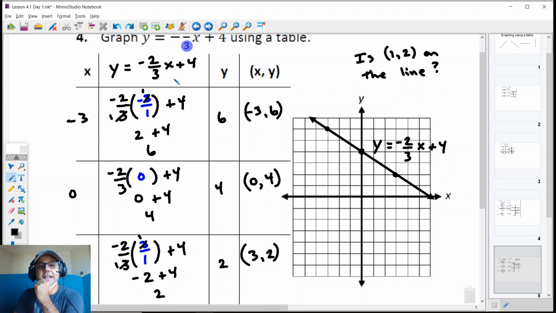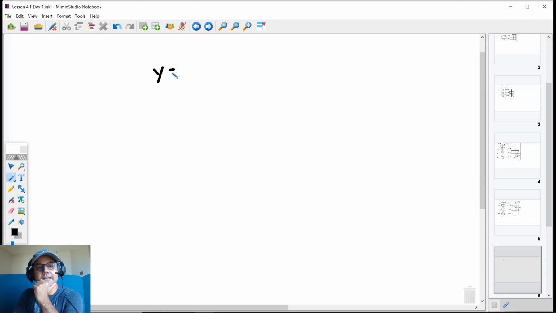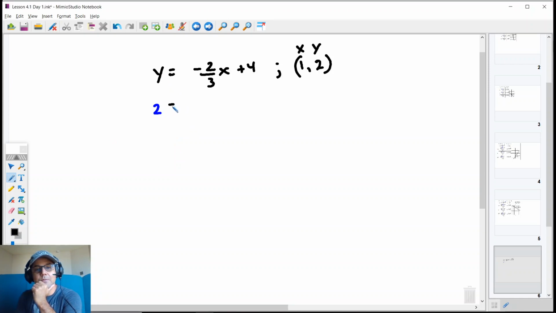But if I actually had just an equation, which again is y is equal to -2/3 x, add 4, and we were asking you about 1, 2 again. Remember, I would say, okay, this is x, this is y. So I would say, well, y is 2, and I want to see if that is equal to -2/3 multiplied by the x value, which is a 1.